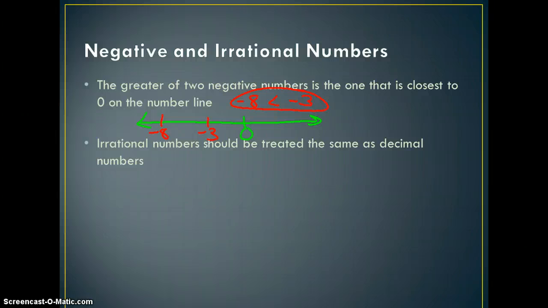You can think of it in terms of money. You would rather owe somebody $1 than owe them $10. You'd rather be -$1 in the hole as opposed to -$10 in the hole. If you come across irrational numbers, put them in decimal form and treat them the same way as other decimals. Pretty straightforward with that.